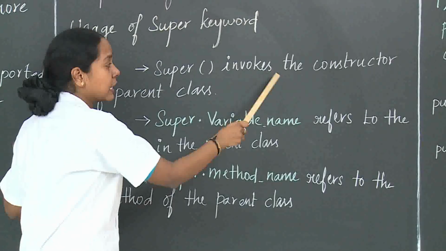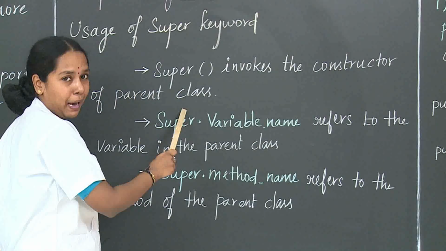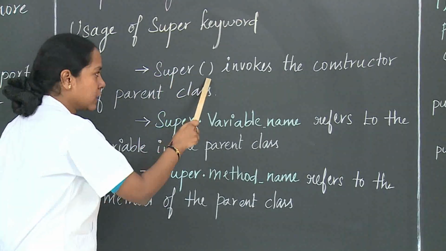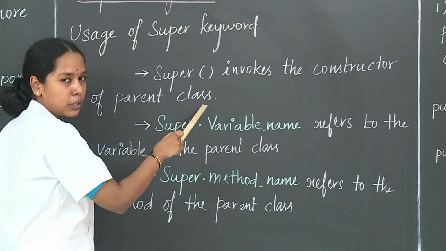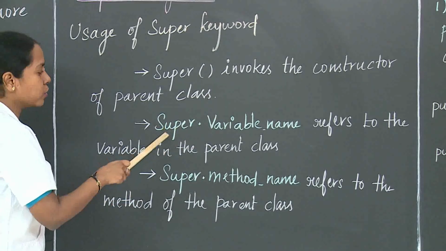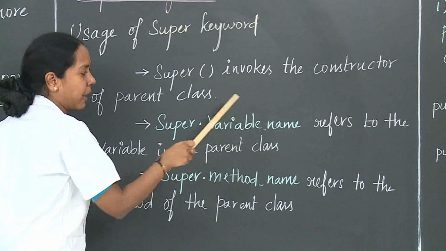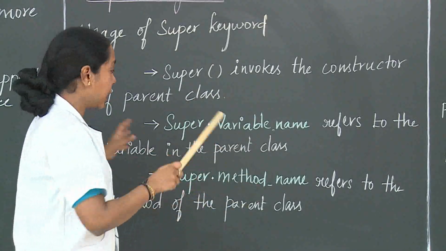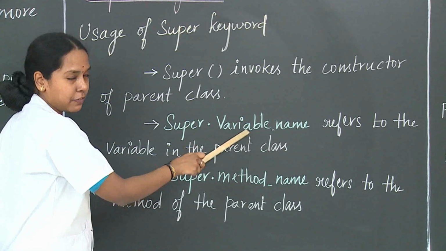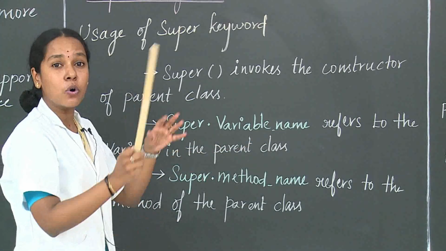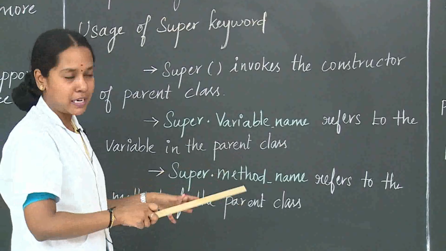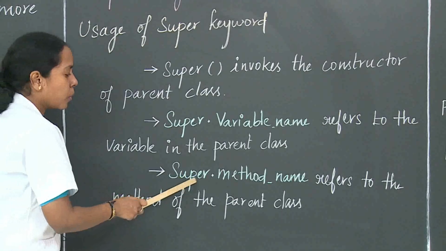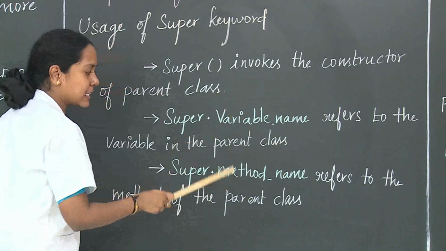The super keyword will invoke the constructor of the parent class. While I am calling super, it will go directly to the parent class. If I use super dot variable name, I can use the same variable name in various methods. While I am calling super dot that variable name, it will directly go to the parent class variable name. And the same goes for super dot method name.